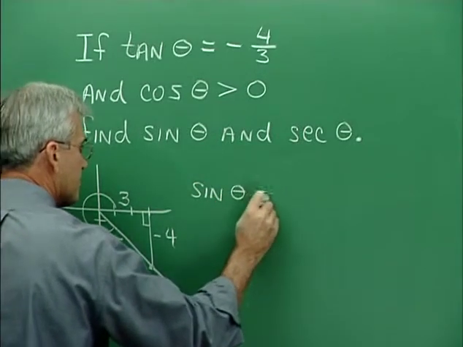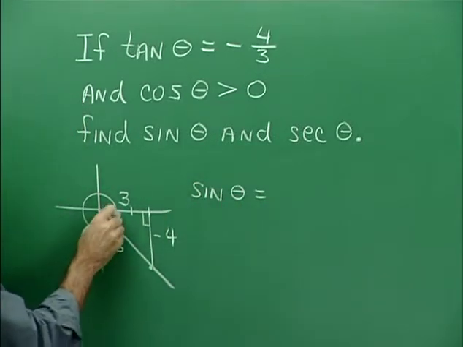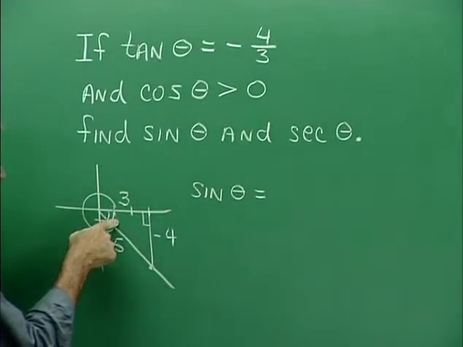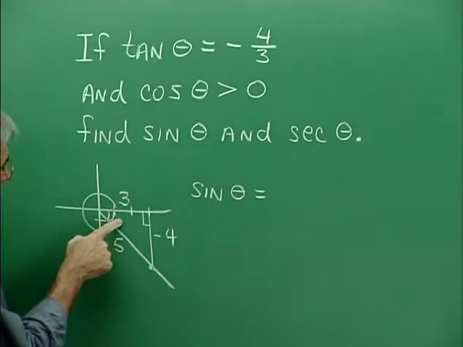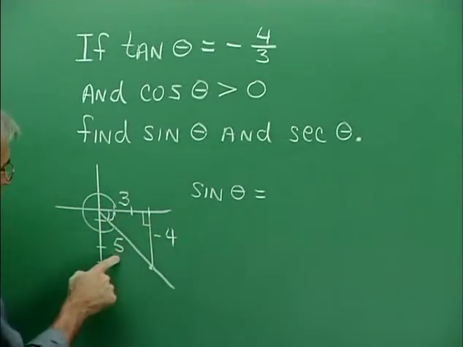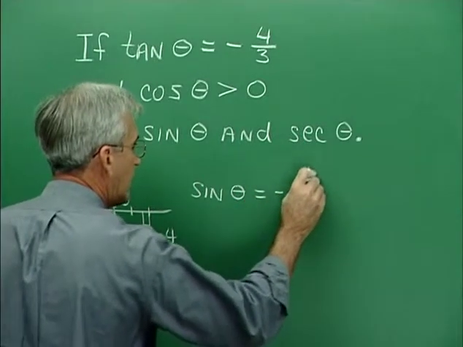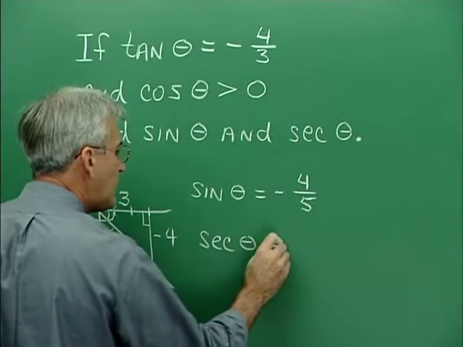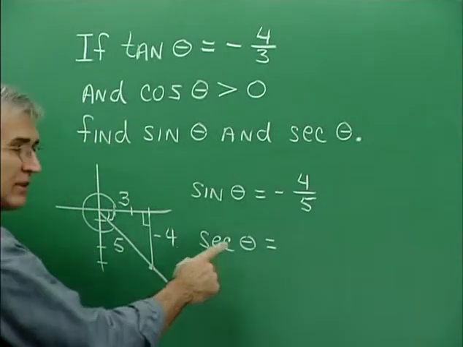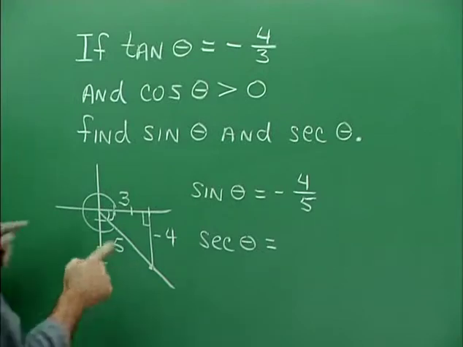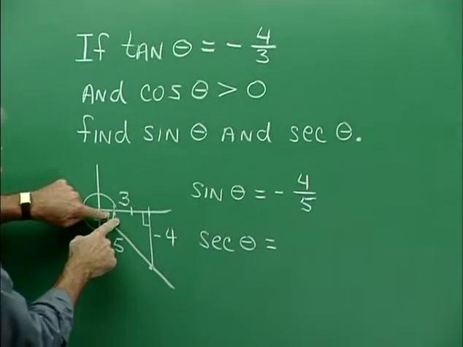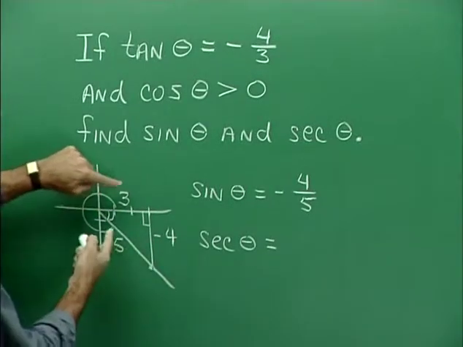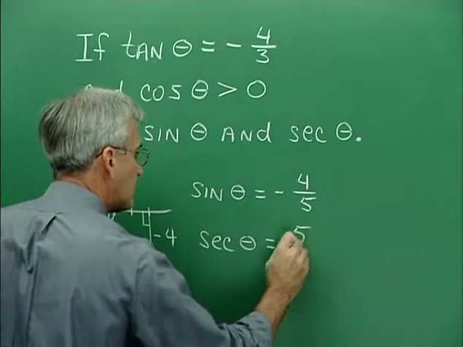Sine theta, from the perspective of this little reference angle, is opposite over hypotenuse, so negative 4/5. For secant, you may use as a memory crutch that it is the reciprocal of cosine. Cosine from this angle's perspective is adjacent over hypotenuse, so it'd be 3/5. But secant is the reciprocal of that, so it would be 5/3.